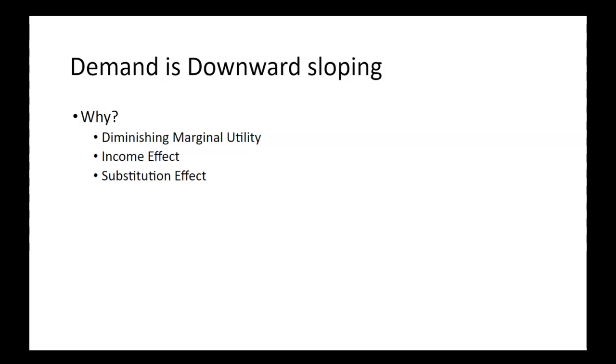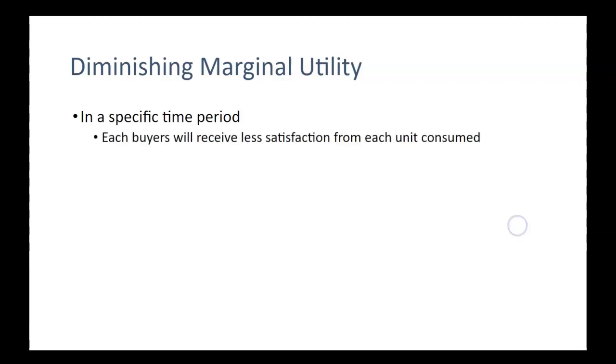So let's start with this first one, which is actually the main one, even though it's usually not listed in this. So, diminishing marginal utility. Whenever we talk about demand or supply, you always need to talk about it in a specific time period. Is it a day, a week, a month, a year, whatever it might be? So let's say throughout a day. Within a day, that would be the specific time period, each buyer will receive less satisfaction from each unit consumed.